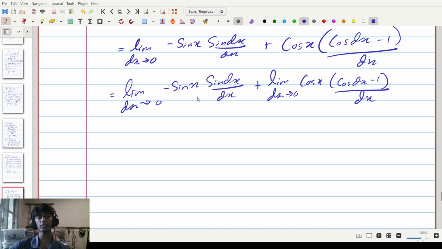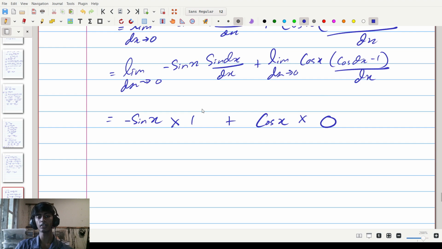So now here evaluating this left limit and the right limit, this is a constant relative to dx because no matter what dx is, negative sine x is going to be negative sine x. Taking that out of the limit, we have negative sine x times the limit of sine dx by dx as dx approaches 0, so that's just 1, plus over here the cosine of x is a constant relative to dx because no matter what dx is, cosine of x is cosine of x, so we can take that out as a factor, multiplied by the cosine of dx minus 1 divided by dx as dx approaches 0, which you will recall is equal to 0.